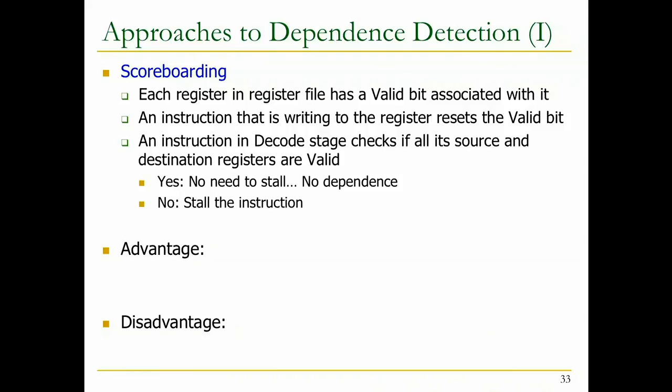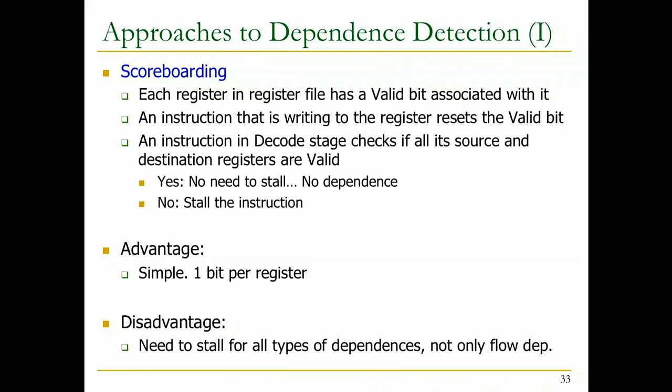Now you can optimize this. You can ask why do we check the destination? Well, you need to ensure that write after write dependencies are also obeyed, right? The advantage is very simple. It's basically 1 bit per register. The disadvantage is now you need to stall for all types of dependencies, not only flow dependencies, right?